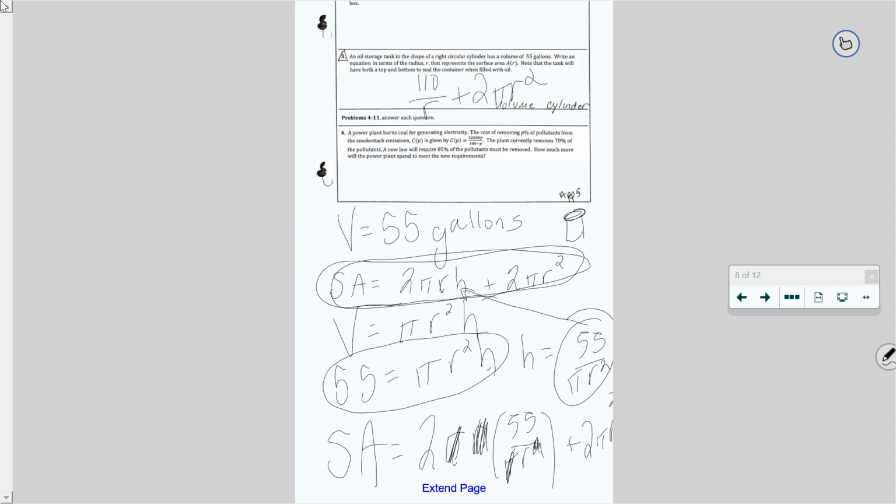Next one after that is 17. It's asking you for a linear regression and a quadratic regression. 18 is asking you for a quartic regression. 19, corner of the box. We did one like that. 20, I think, is a piecewise function. 21, quadratic regression.